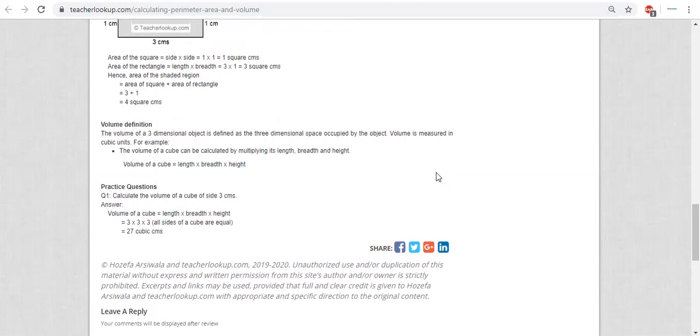What's a volume? We've spoken about a volume briefly in the introduction. The volume of a three-dimensional object is defined as the three-dimensional space occupied by the object. Volume is measured in cubic units. For example, the volume of a cube can be calculated by multiplying its length, breadth, and height. And that's why it's three things that we multiply. That's why it's cubed. That's why it's three, guys. So it's just to give you guys better understanding. And there's one little practice question for you guys to have a go at about volume.